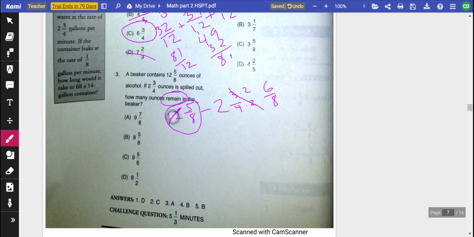So I'm going to borrow from this 12. My 12 is going to become 11 because I'm going to take one group of 8s out. 8 plus 5 is 13. So I really end up with 13 over 8 minus 2 and 6/8. 11 minus 2 is 9. This already eliminates this answer and this answer. So it's got to be one of these two.